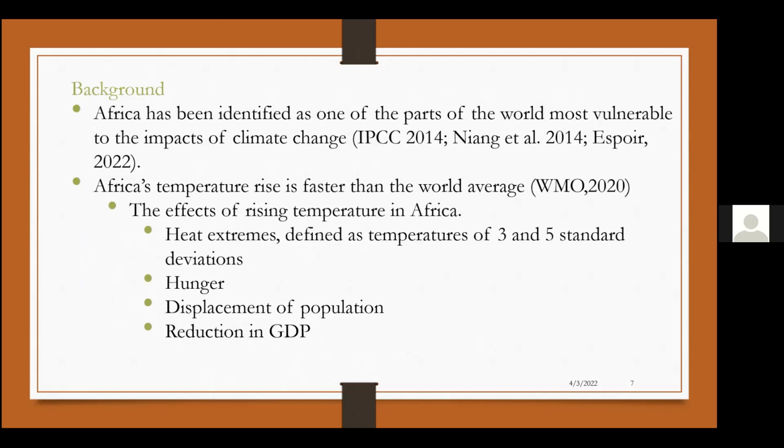And coming to the context of Africa, Africa has been identified as one of the parts of the world which are more vulnerable to climate change. And with extreme weather situations, we are likely to experience more hunger, displacement of population, and reduction in our GDP, because by and large, the majority of people in Africa depend on agriculture, and this agriculture is rain-fed. Because of this, we are likely to experience more problems and a reduction in our GDP.